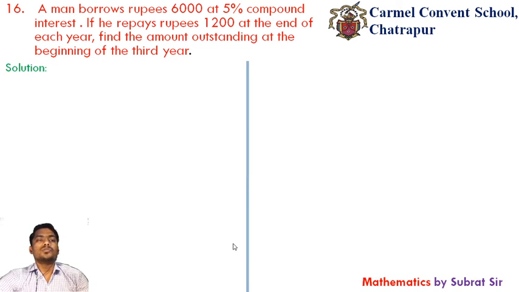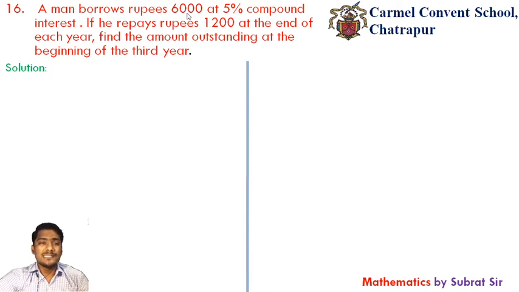Question number 16. A man borrows rupees 6,000 at 5% compound interest. If he repays rupees 1,200 at the end of each year, find the amount outstanding at the beginning of the third year. See here, we have to find the amount which will be outstanding at the starting of the third year. So here there is a twist in the question.